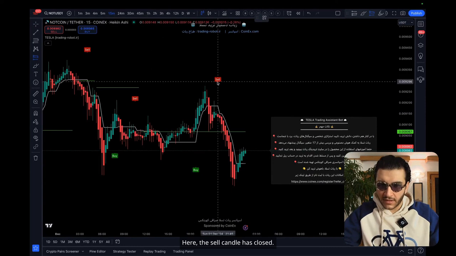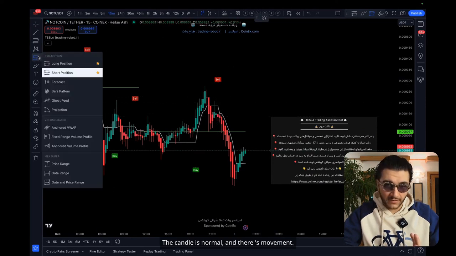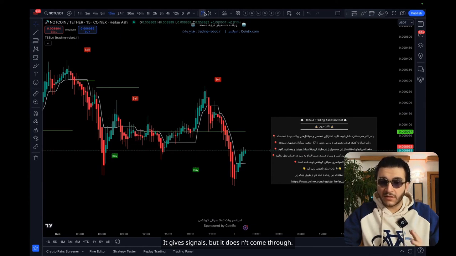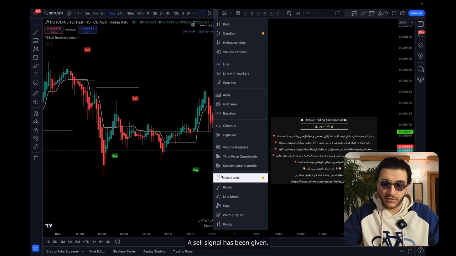Here, the sell candle has closed. The candle is normal, and there's movement. It gives signals, but it doesn't come through. I explained in detail what to do in that long video. A sell signal has been given.